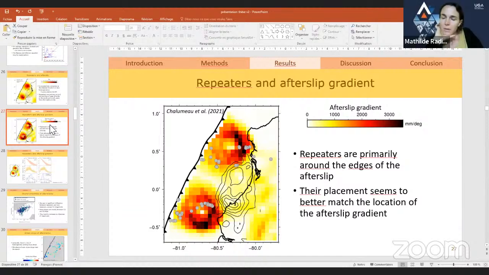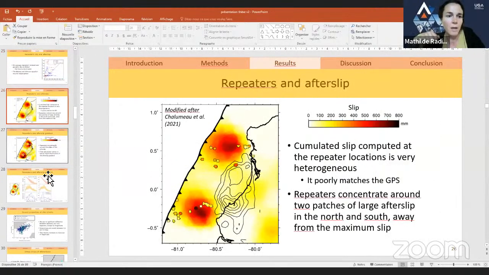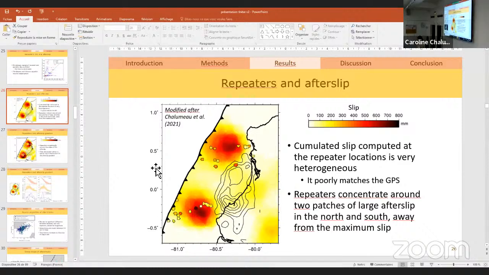Yeah. Also, maybe an observation I made is that when you compare your slip proxy made from the repeaters and the afterslip model, it seems that in the places where the afterslip from GPS is high, you tend to underestimate with your repeating earthquakes, and in the places where it's lower, you tend to overestimate. Yeah, I think this is what you see more or less in that figure. So you agree with that comment?